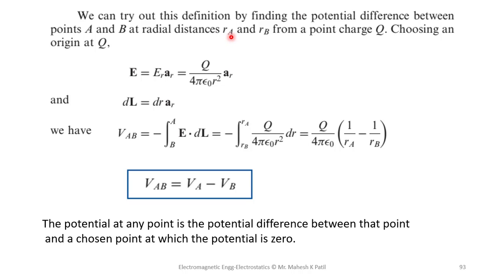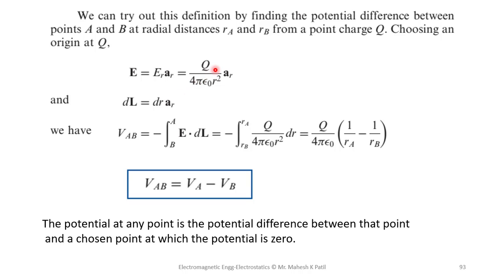So let those distances be r suffix A and r suffix B from a point charge Q. Considering the origin, it is where my charge is present. So I can write the electric field intensity. Now assuming the cylindrical coordinate system, I can write this electric field intensity as E_r a_r bar.